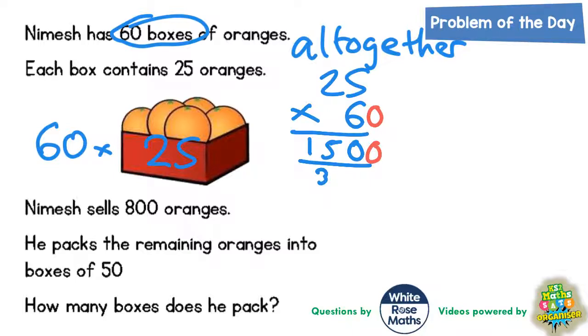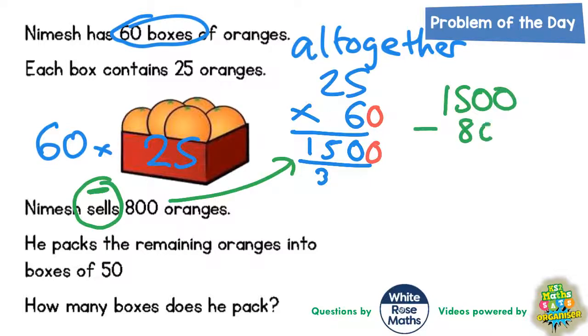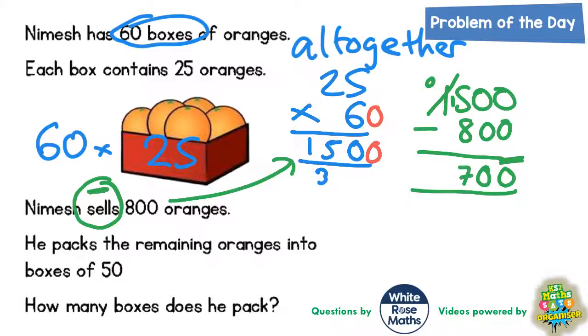Now he is selling 800 oranges. So selling 800 oranges means he is going to lose 800 oranges. So we need to subtract 800 oranges from this 1,500. So we need to do 1,500 subtract 800 oranges that he sells. 0 take away 0 is 0. 0 take 0 is 0 again. 5 take away 8 we can't do, so borrow from the 1. The 1 becomes 0, and the 1 we borrowed makes that 5 into 15. 15 take away 8 is 7. So he's got 700 oranges left. That's how many he's got left.